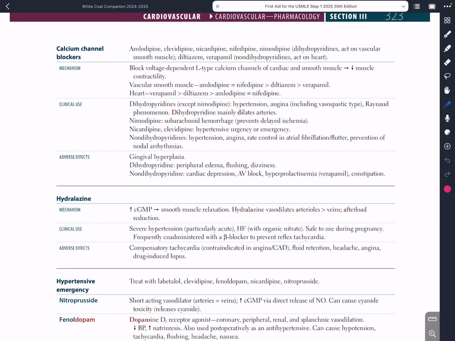They are used in hypertensive urgency or emergency. Urgency and emergency are two different conditions. For hypertensive urgency or emergency, use nicardipine or clevidipine.